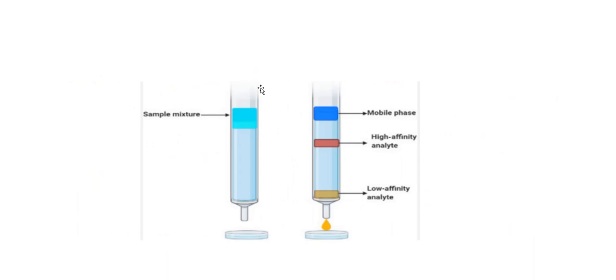We can look at this picture. The sample mixture consists of red and yellow components. Since the red component has higher affinity to the stationary phase, it remains in the stationary phase for a longer period of time, and the yellow component has lower affinity to the stationary phase, or we can say that the yellow component has more affinity to the mobile phase, so it moves along with the mobile phase fast. So here we can see that first the yellow component gets separated out, and then only after some period of time the red component gets separated out.